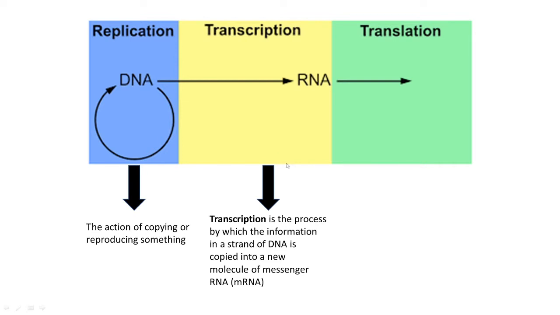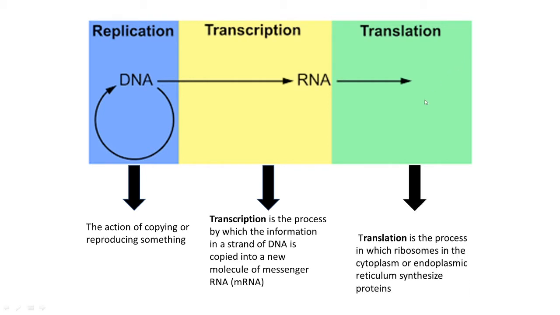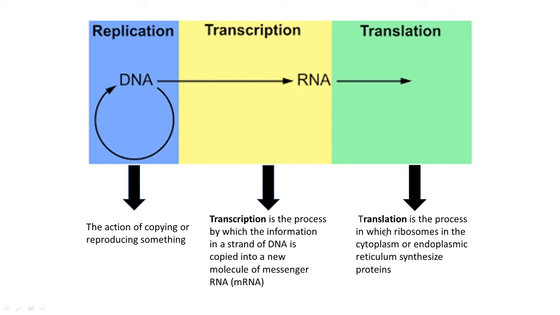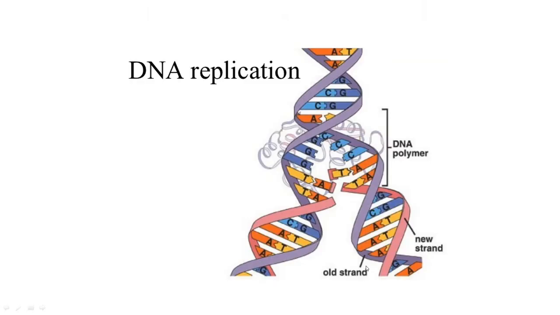And the third step is known as translation. Translation is the process in which ribosomes in the cytoplasm or endoplasmic reticulum synthesize proteins. So we can understand that the final product in the whole process is protein. Today in our video we are going to discuss only DNA replication.